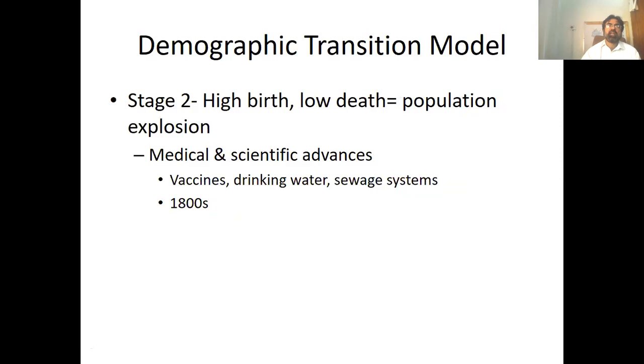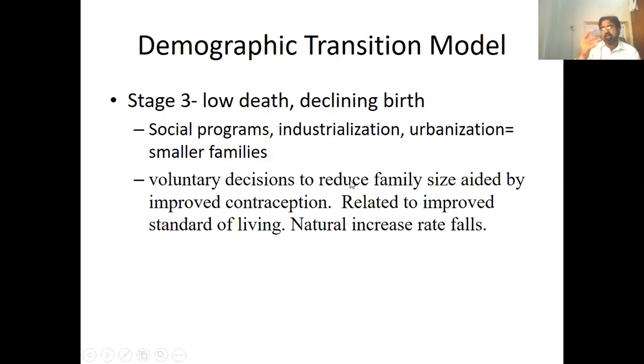this demographic stage. And stage 2: high birth rate, low death rate, because of the improved medical facilities, because of diet, and because of vaccination, and other factors which are necessary for increasing life expectancy. So there was a decrease in death rate. Medical and scientific advancement, vaccine, drinking water, and sewage system, and that occurred in the 1800s in the West. Stage 3: low death, declining birth, social programs, industrialization, urbanization, and a tendency towards smaller families. Voluntary decision to reduce family size aided by improved contraception related to improved standard of living, natural increase rate falls.